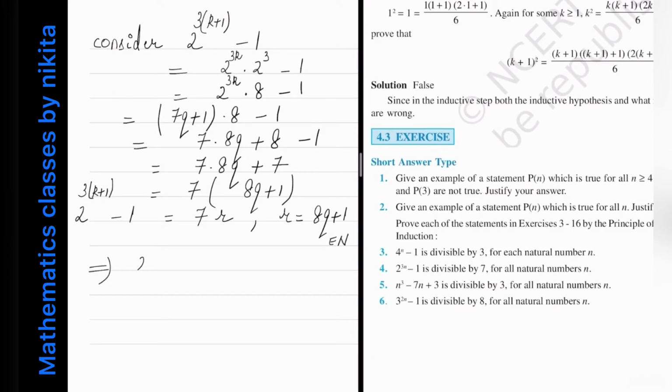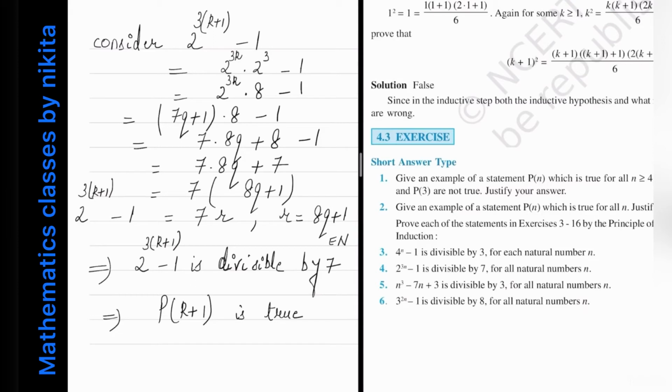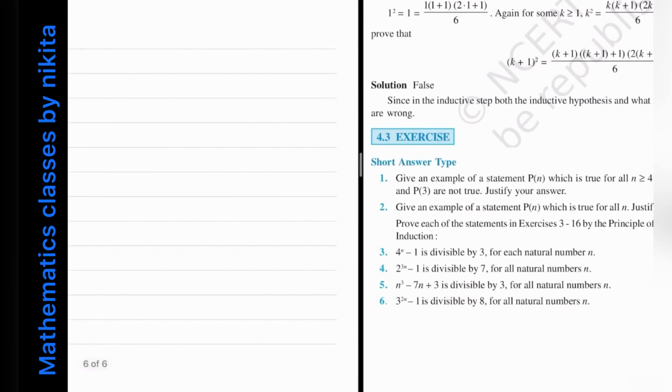तो यहाँ से मेरे पास क्या आ जाएगा? That 2 to the power 3 times k plus 1 minus 1 is divisible by 7, and this implies what? That p of k plus 1 is true. So hence, by principle of mathematical induction, p of n is true for all n greater or equal to 1. Got it? Now next, question number 5.